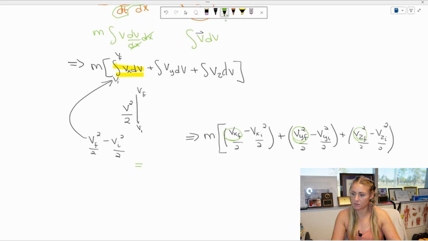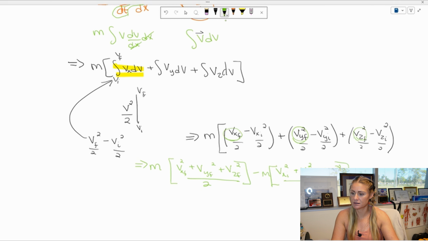So this is going to become m times (vx final squared plus vy final squared plus vz final squared), and all of that would be divided by 2, minus m times all of my initial terms, vx initial squared plus vy initial squared plus vz initial squared. All that will be divided by 2.